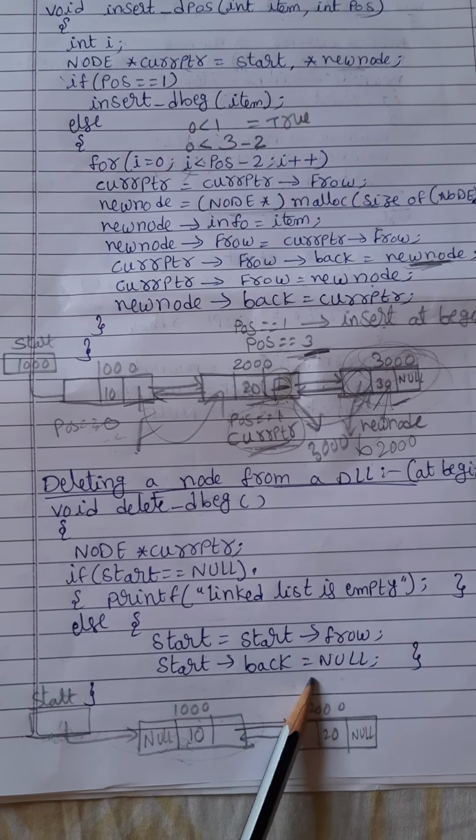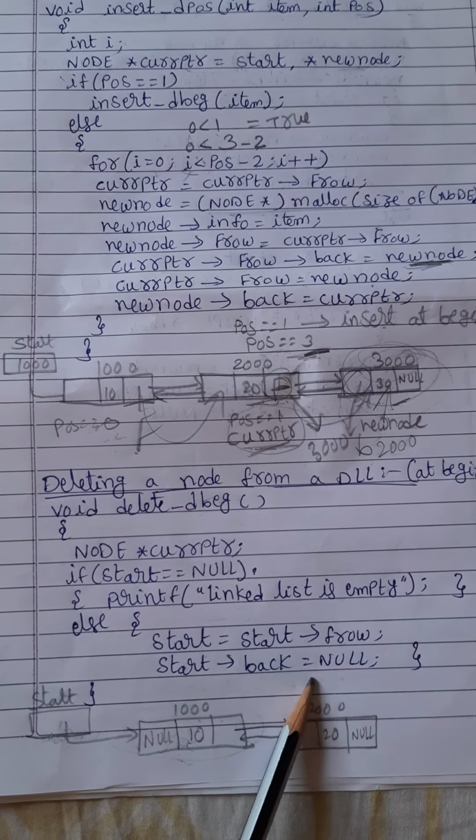Otherwise, else current pointer equal to start. The 1000 address will be stored into the start position. Then current pointer equal to start, so the first node will become the current pointer. Here we are going to check the condition while current pointer to fro not equal to null. This is the current pointer to fro, this is the fro address. We are going to check if it is equal to null or not. If it is not equal to null, that means I have given the next node also. The next node address is 2000.